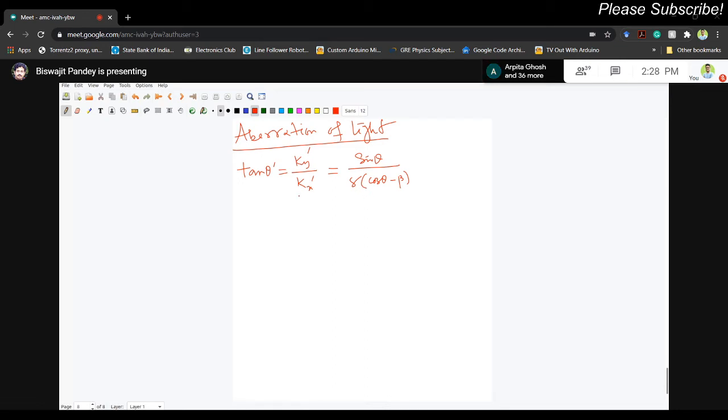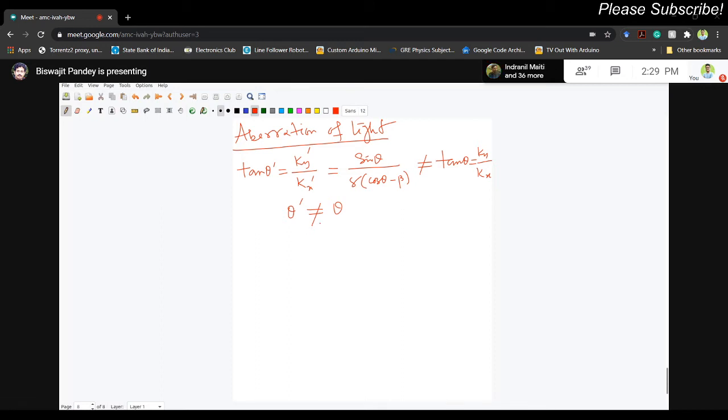So tan theta prime, you can see this clearly, this is not equal to tan theta, right? Sine theta by gamma into cos theta minus beta is not equal to tan theta. What was tan theta? Tan theta was ky by kx. If you remember, the x component of the 4-vector was omega by c cos theta and the y component was omega by c sine theta. So omega by c sine theta divided by omega by c cos theta is tan theta, which is not equal to tan theta prime. So the angles are clearly not the same. Theta prime is not equal to theta. So this is called aberration.